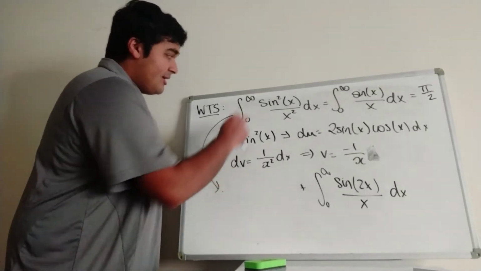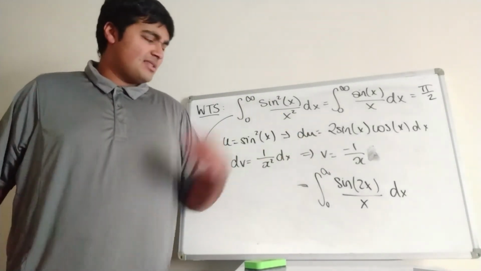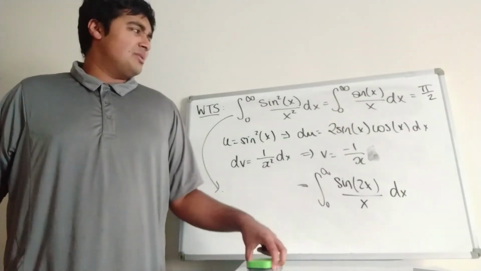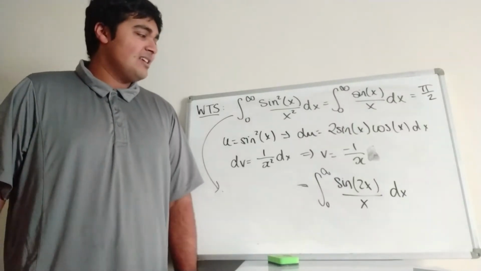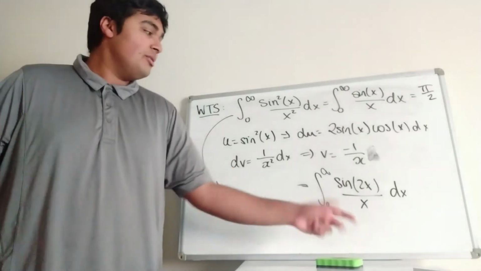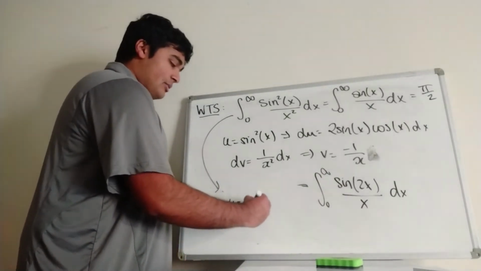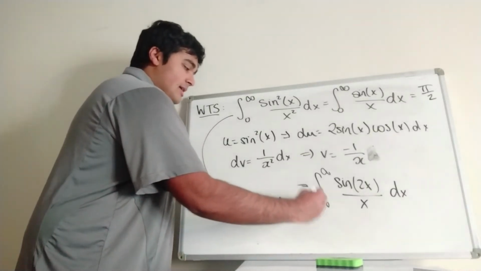It's all just 0. So this integral is simply the integral from 0 to infinity of sine of 2x over x dx. But what we want to show is that it's equal to the integral from 0 to infinity of sine of x over x dx. So hopefully the most obvious thing to do is just a u substitution now. So let u equal 2x. Of course that gives that du is equal to 2 dx.